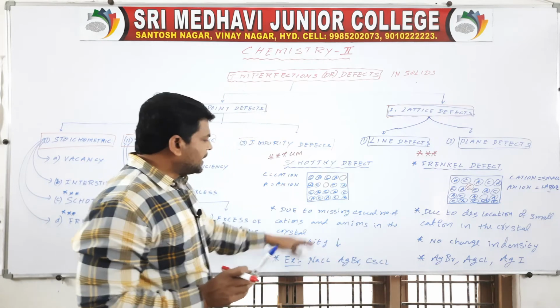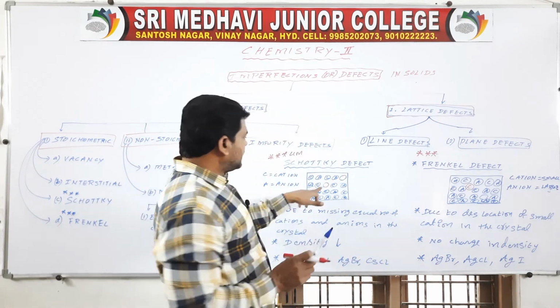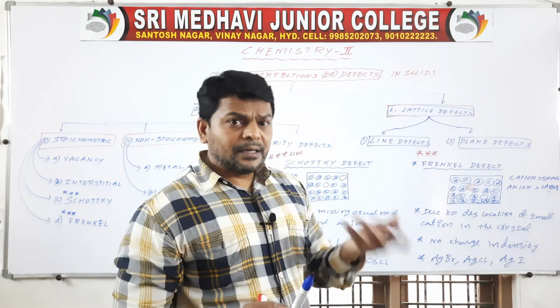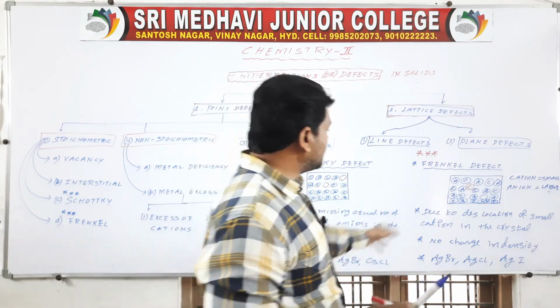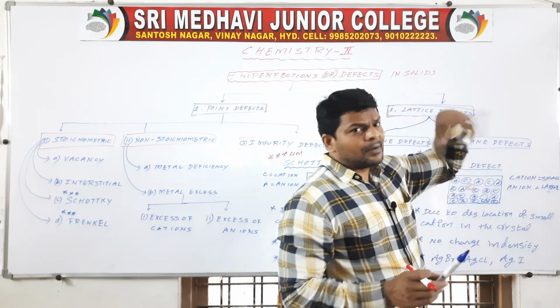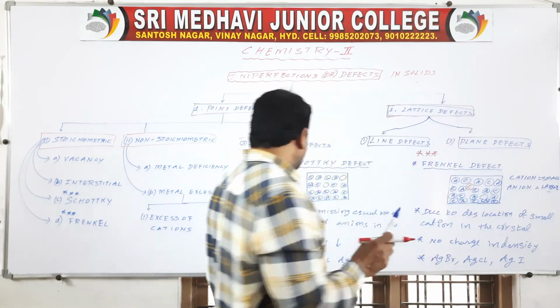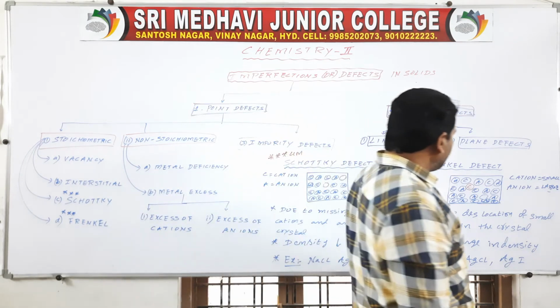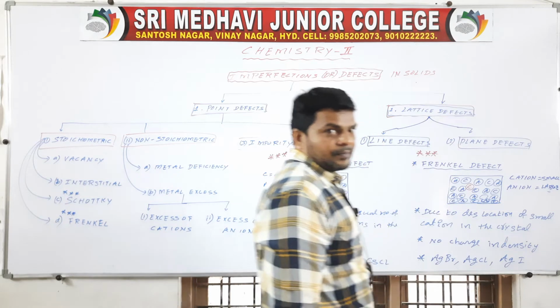Here the density will decrease. With missing cations and anions, the weight will automatically decrease, and weight decrease means density decreases. Here there is no change in density, because the atom is shifted but not missing. Examples: NaCl, AgBr, CsCl. Here AgBr, AgCl, AgI.